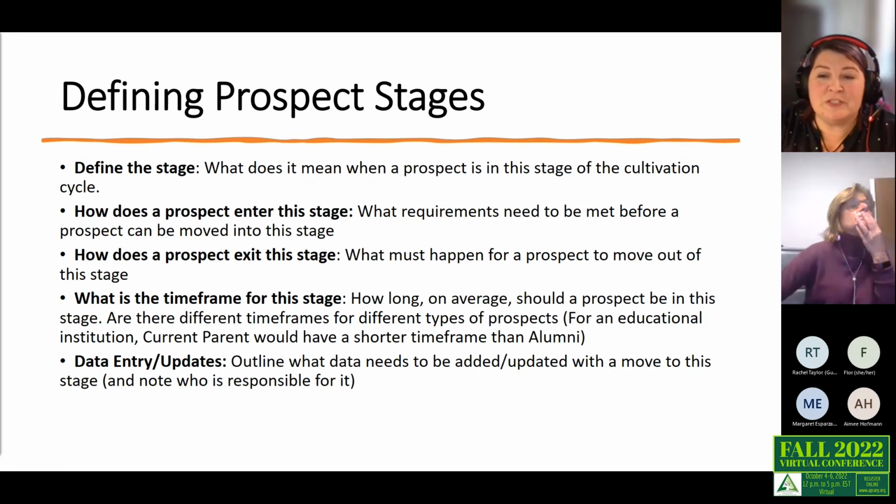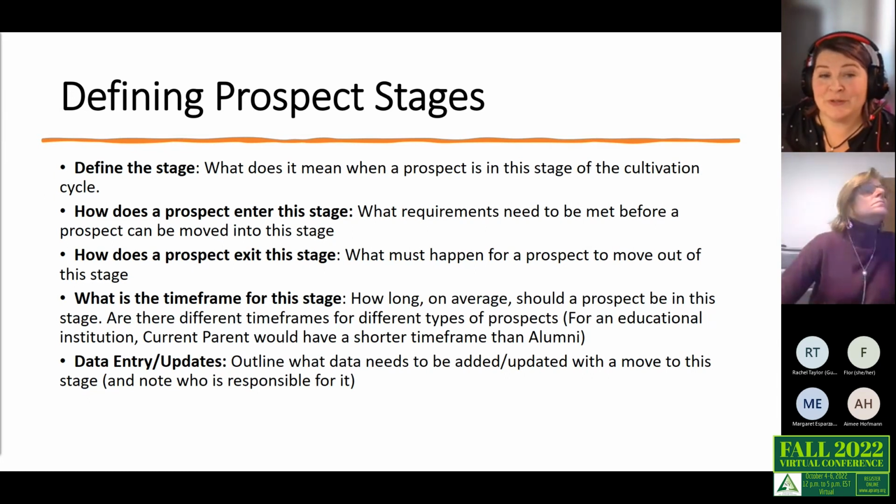You need to be able to define all of this for each stage in your cultivation cycle. It's critical. It's going to guide the work that your gift officers do. It's going to remove the ambiguity of how, why, and when your prospect moves or doesn't move through that cultivation cycle. And these are the five essential elements to defining your cultivation stages: define your stage, how do you enter it, how do you exit it, what's the time frame, and what data needs to be entered or updated in your database. That's important.